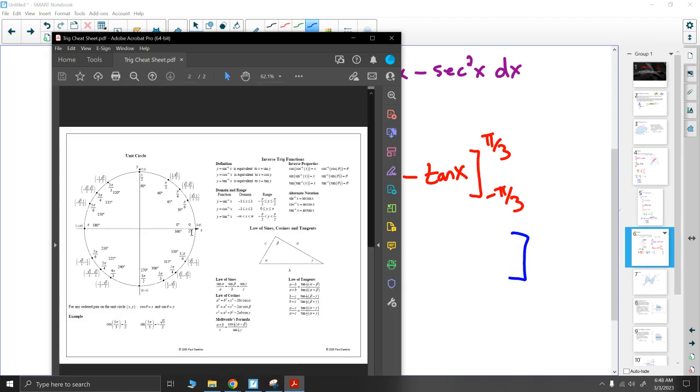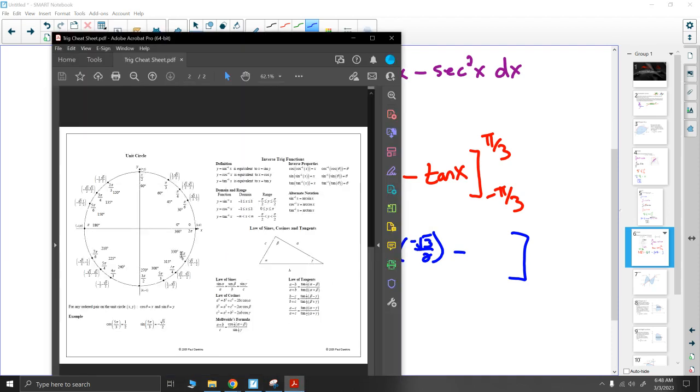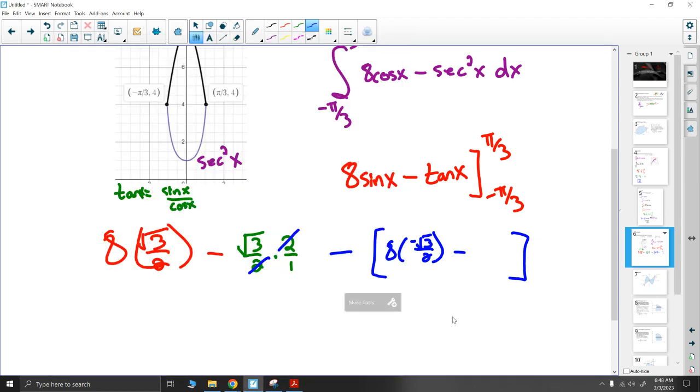So negative pi thirds would be 300 degrees or 5 pi thirds, however you want to think about it, but it's negative 60 degrees here. So it's going to be a negative square root 3 over 2. So 8 times negative square root 3 over 2 is our sine, minus our tangent, which is also a negative square root 3 over 2 over 1/2, just like this. So times 2 over 1, like that.